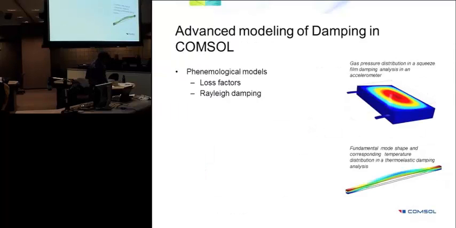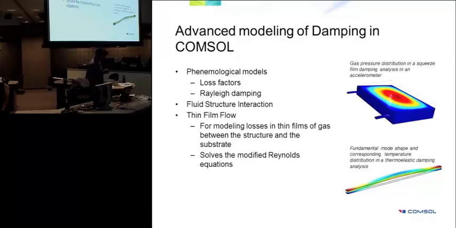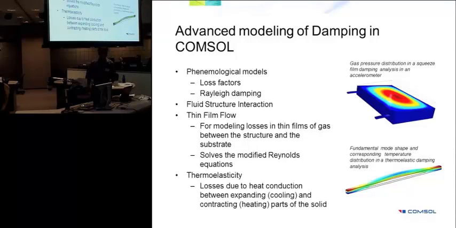Damping options. So there are various damping options here. We already looked at loss factor damping, Rayleigh damping. Then I mentioned already about fluid structure interaction, thin film flow for modeling losses due to fluid interacting with a solid. Thermoelasticity, this is the damping associated or loss associated with heat conduction due to a structure that is locally expanding and contracting.